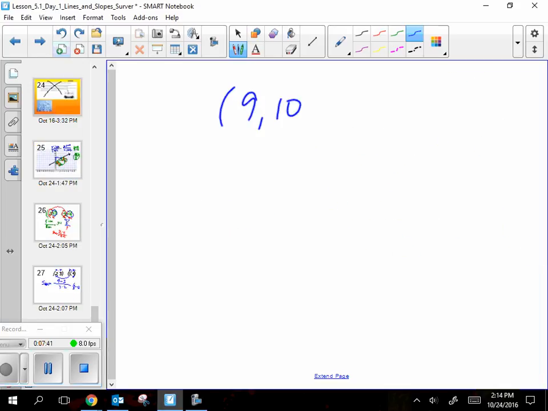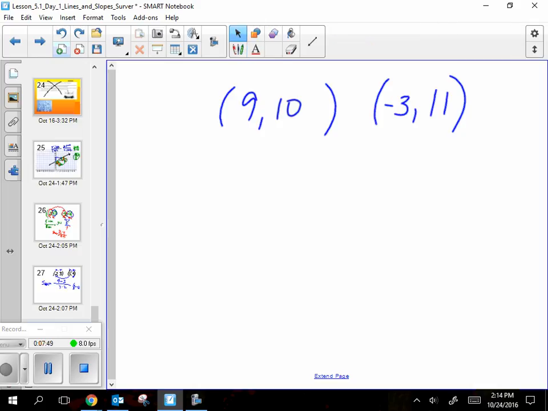All right, one more. 9, 10. And this time I'm going to get tricky on you. I'm throwing in a negative. Negative 3, 11. Now, this is why I do want you to show just a little work on your big fraction. You do not have to write the word rise over run, but you do need to write down the 2 numbers that are getting subtracted. I'll pause while you do that.